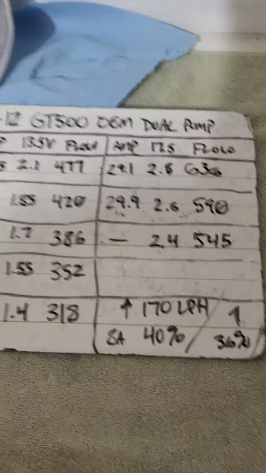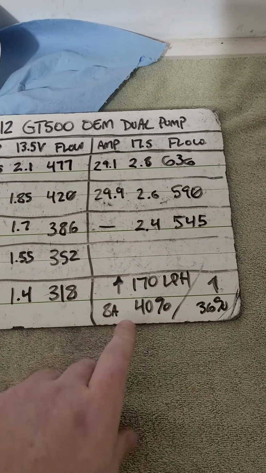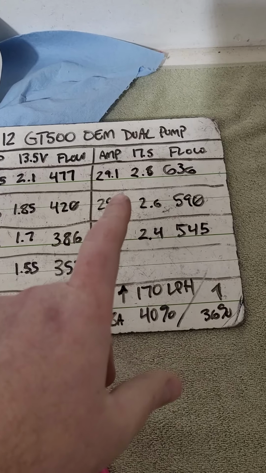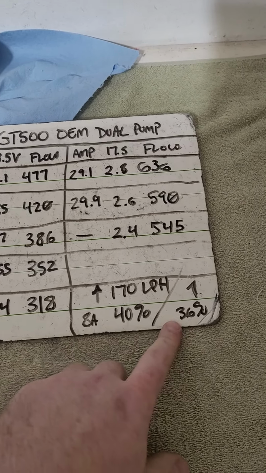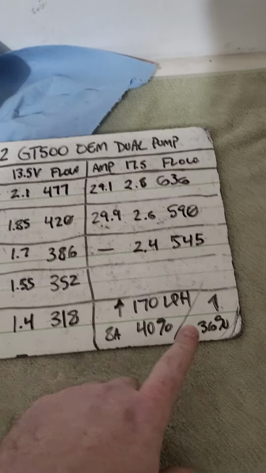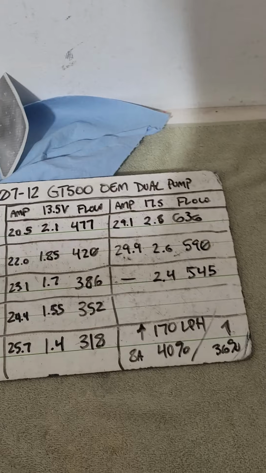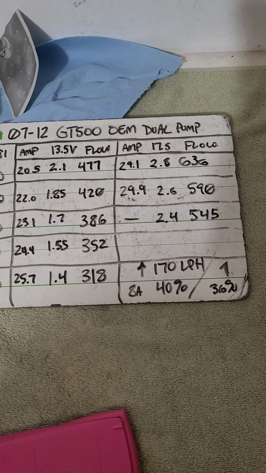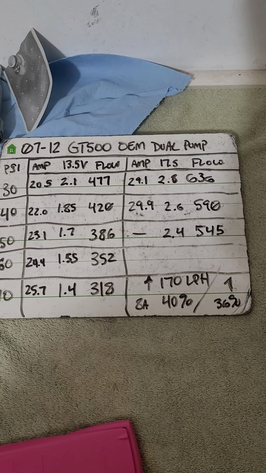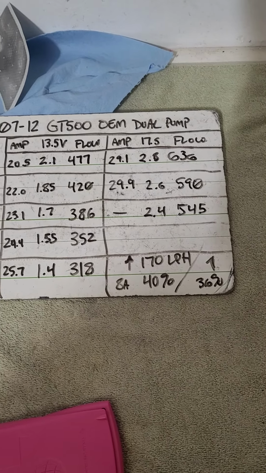So, our voltage boosted GT500 hat. At 40 psi, we picked up 170 liters per hour at the higher voltage, which was 40%, and then we picked up at least 30% more current. My power supply was maxing. So there you go. There are the voltage boosted numbers. Check out my other videos if you want about heat.